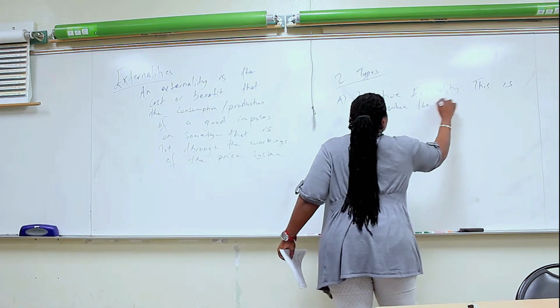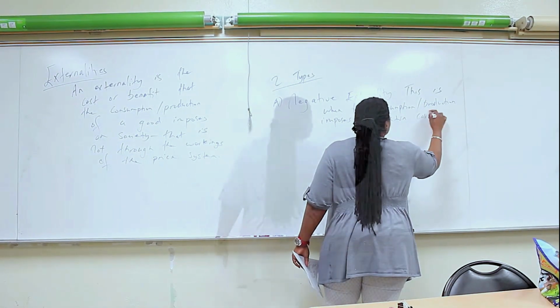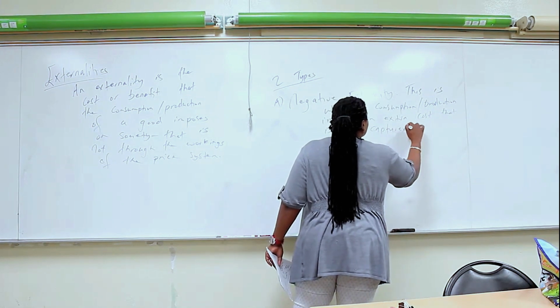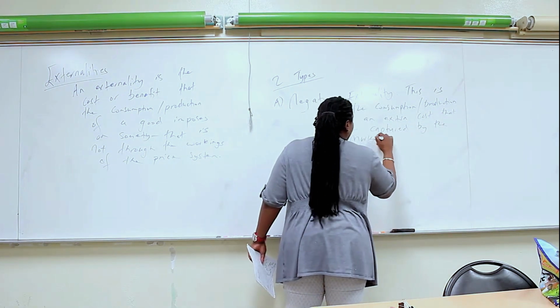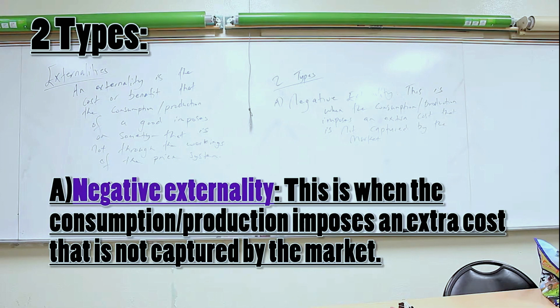A negative externality is when consumption or production imposes an extra cost that is not captured by the market. Give me a minute to write that, then I'll expand on it a little. An externality generally either imposes a cost or benefit that's not captured by the price system. There are two types, and the first we're starting with is a negative externality.